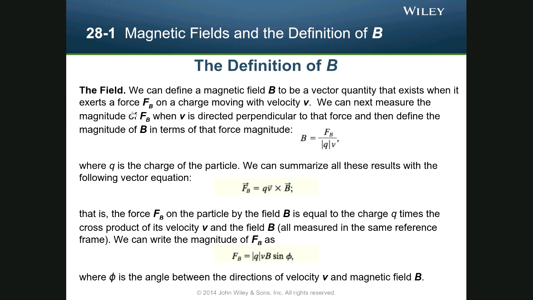Let's look at our symbols. We can define a magnetic field B. So unlike the electric field, which was given with an E, the magnetic field will be given with a B. It's a vector quantity that exists when a magnetic force acts on a charge moving with a velocity v. So basically, what we're going to find is that magnetic fields require charged particles moving with a velocity in a magnetic field, and that will create a magnetic force.